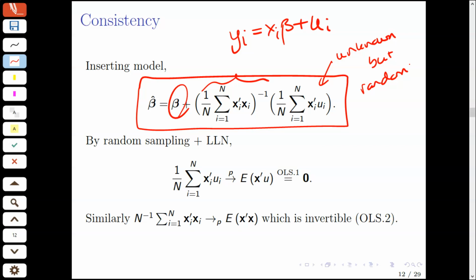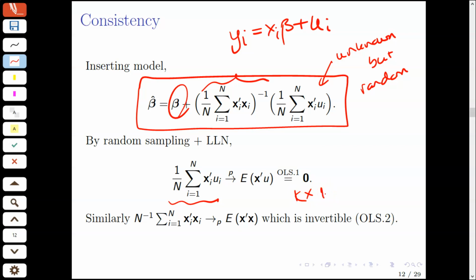Now again, invoking our standing assumption of random sampling, or IID observations, and using the law of large numbers, we can show that the second part of the above product converges in probability to its expectation. What expectation? Well, it's the expectation of x prime times u, the unobservable. And under our assumption, OLS 1, this expectation is the zero vector. So here this bold zero is k by 1.